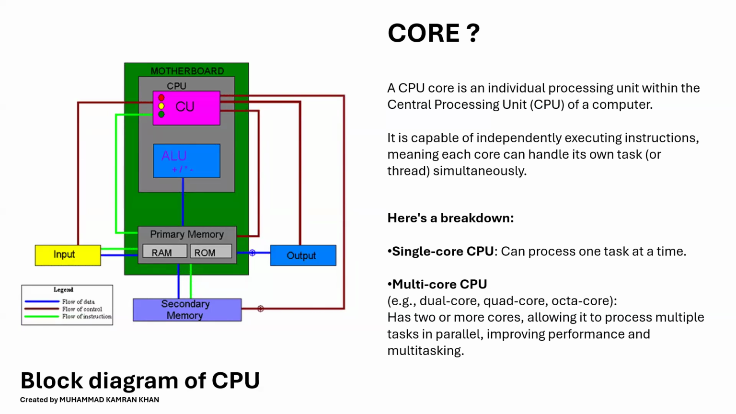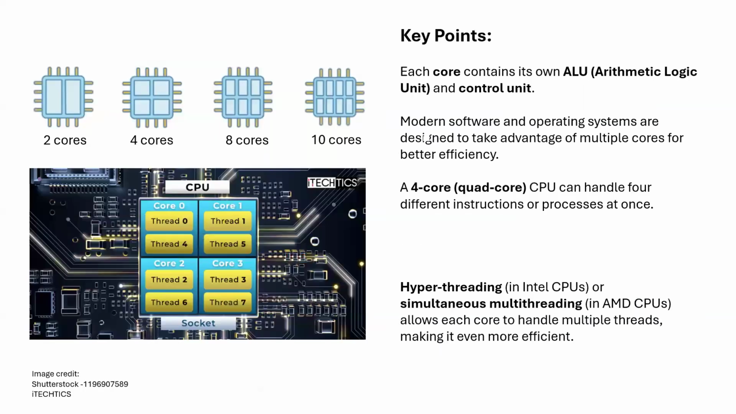Okay. So this is what we call a block diagram of a CPU. To demonstrate the core, sometimes a picture speaks better than words. If you have two cores, dual core, you can see the CPU showing two cores. If you have four cores, you can see the CPU showing four cores. If you have 8 cores, 10 cores, and so on and so forth.